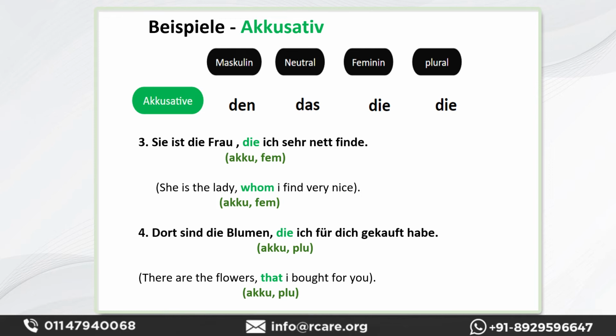Dort sind die Blumen, die ich für dich gekauft habe. There are the flowers that I bought for you. So what did I buy? I bought the flowers. So the flowers are in accusative case.